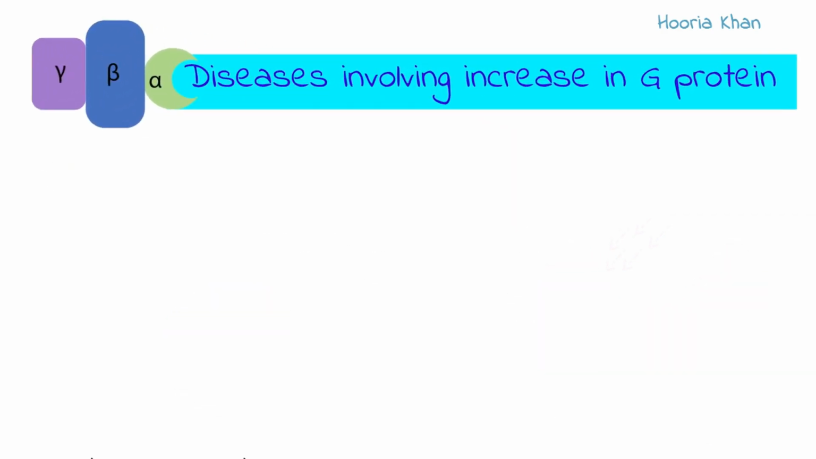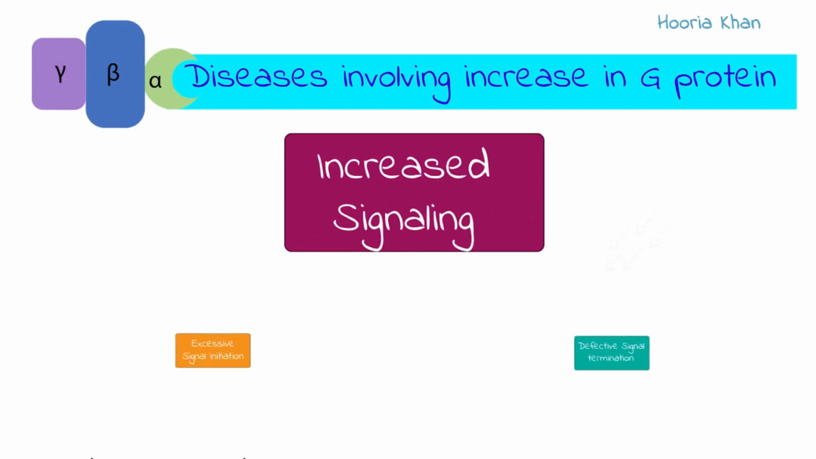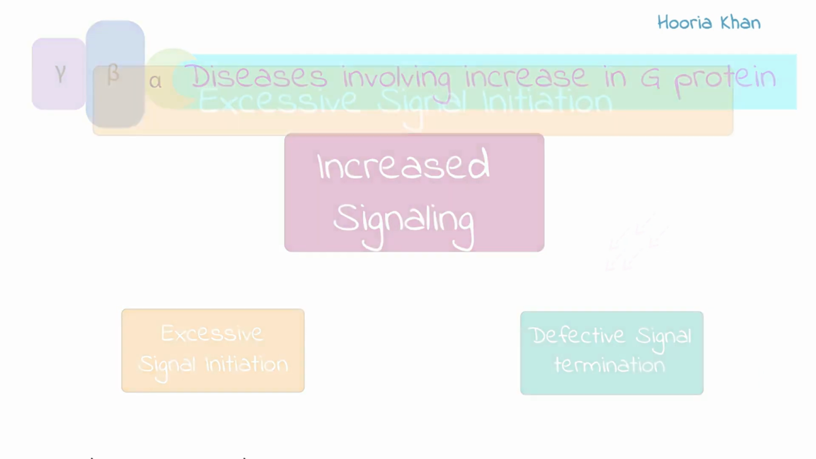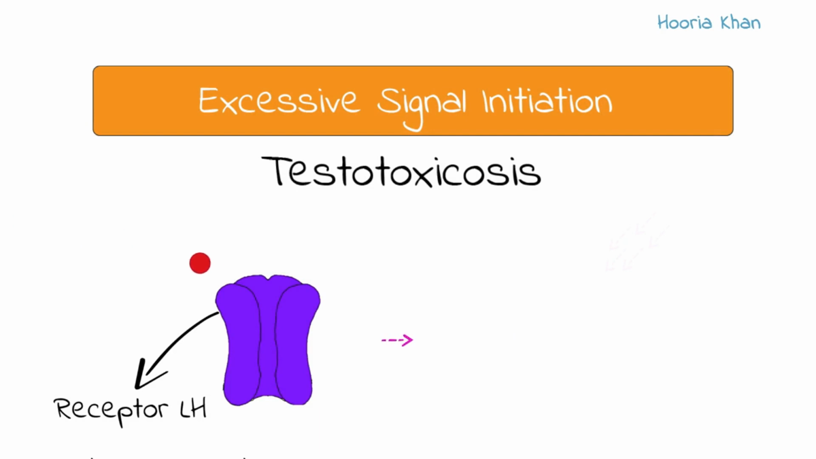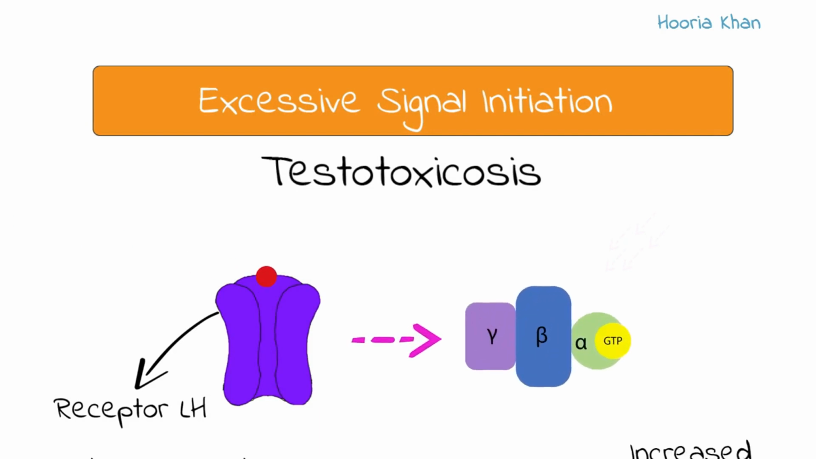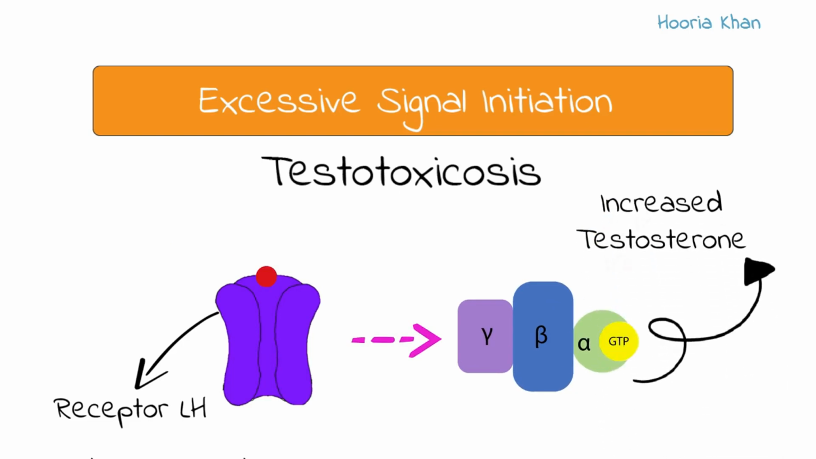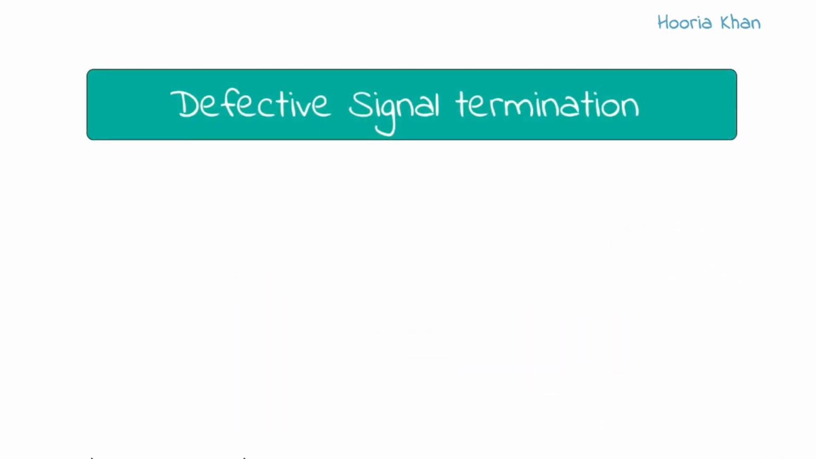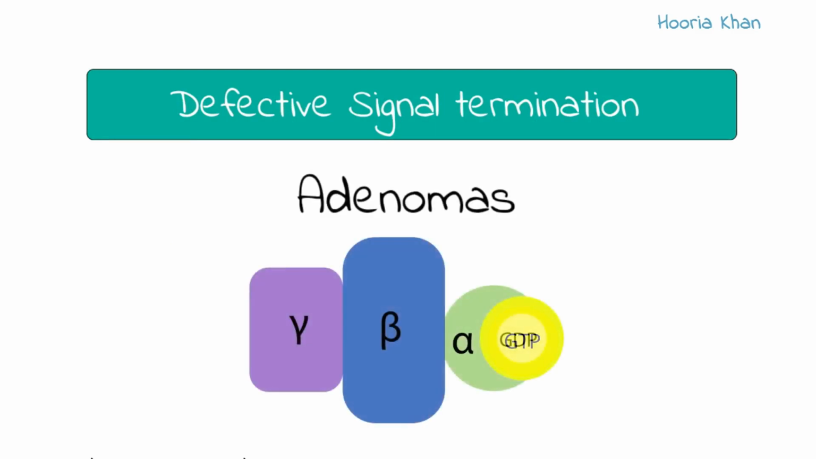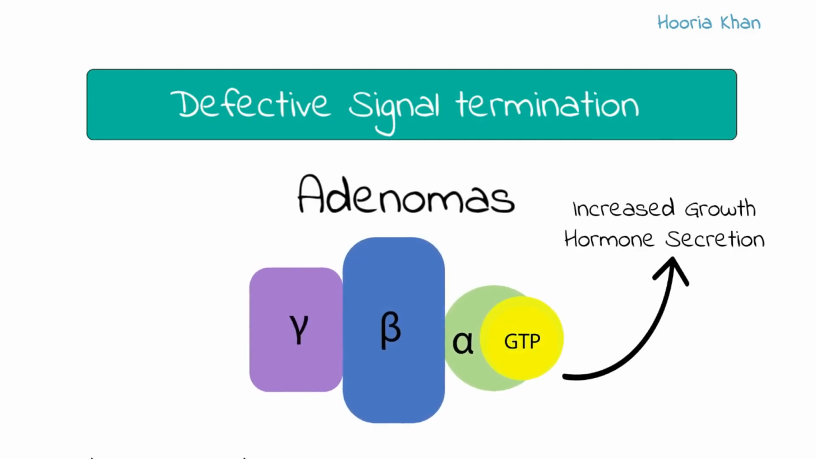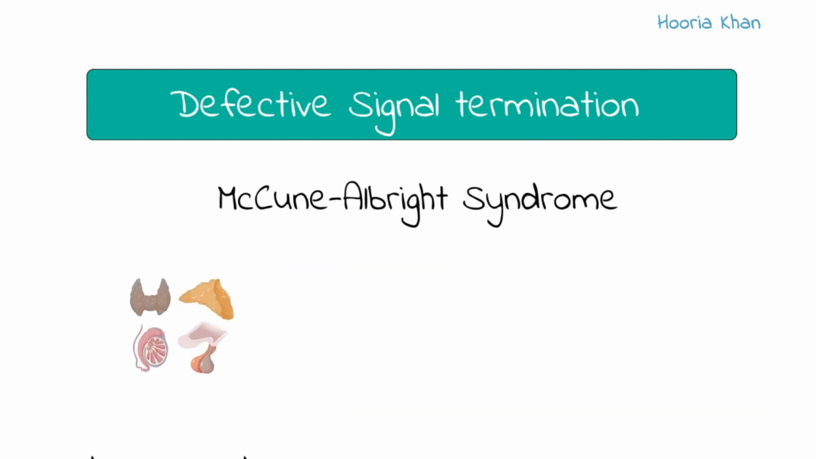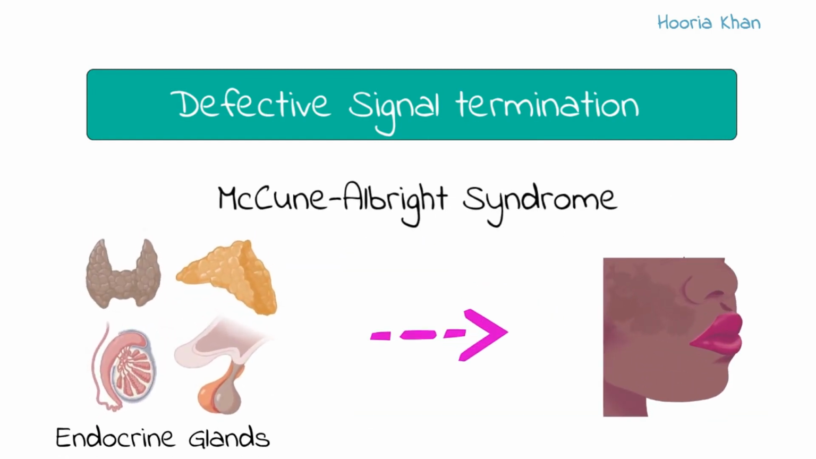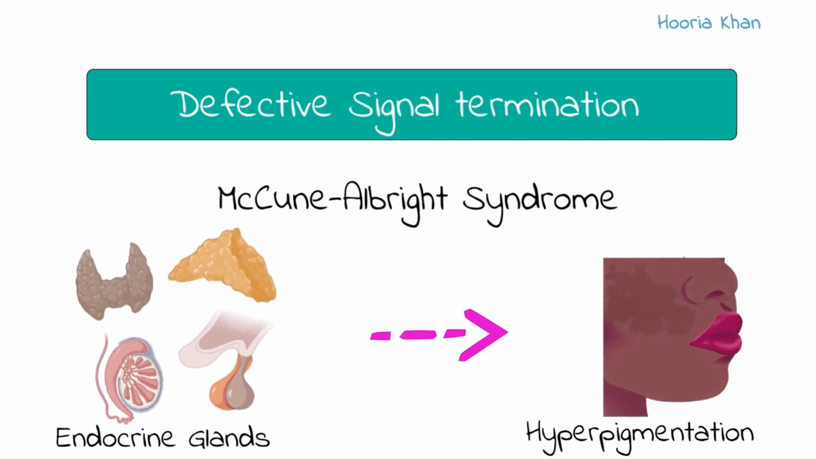Excessive G protein signaling can arise through either increased signal initiation or defective signal termination. Increased signal initiation occurs in testotoxicosis, where a mutation in the luteinizing hormone receptor can overstimulate G proteins, resulting in excessive production of testosterone. Diseases arising from defective signal termination include adenomas, in which G proteins lose their ability to hydrolyze GTP through mutation, resulting in excessive secretion of growth hormone. McCune-Albright syndrome, where scattered regions of skin hyperpigmentation arise from hyperfunctioning of endocrine glands.